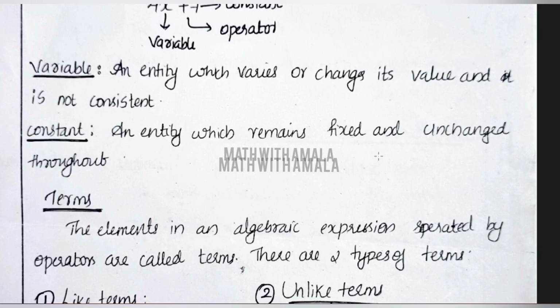Terms. The elements in an algebraic expression separated by operators are called terms. There are two types of terms, like terms and unlike terms. A term will contain a coefficient and a variable along with its degree. It can even be in the powered form. Now let's come to the like terms and unlike terms.